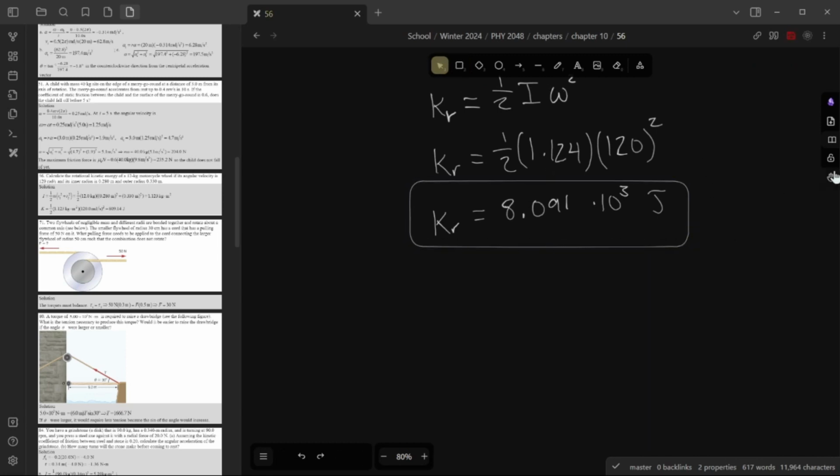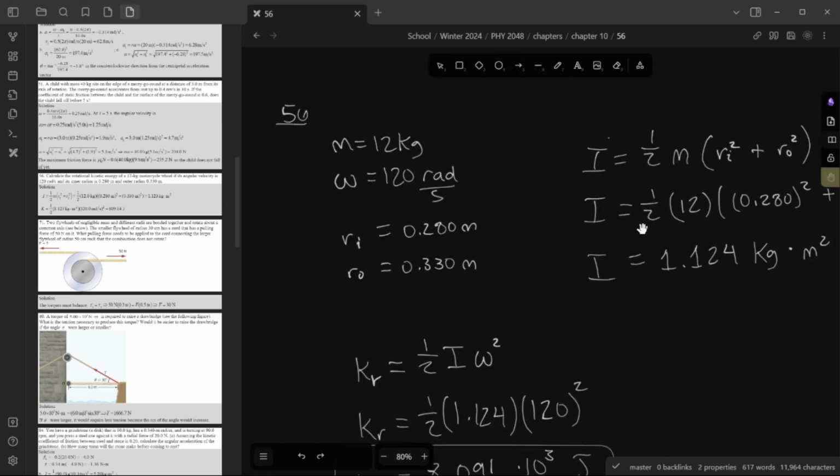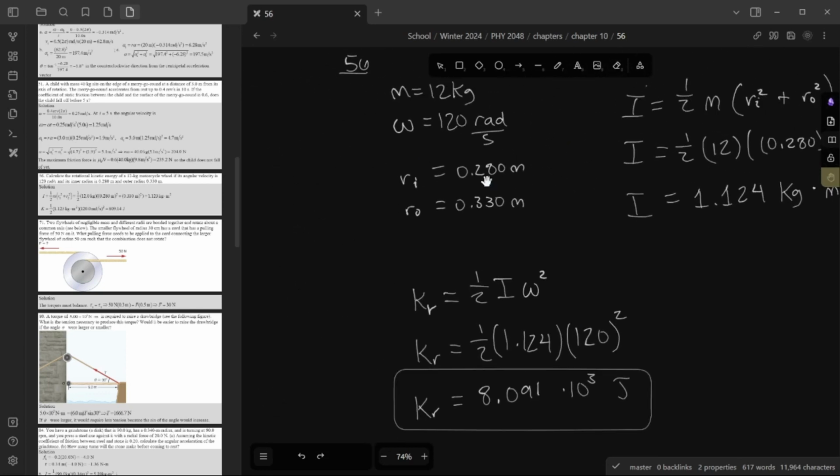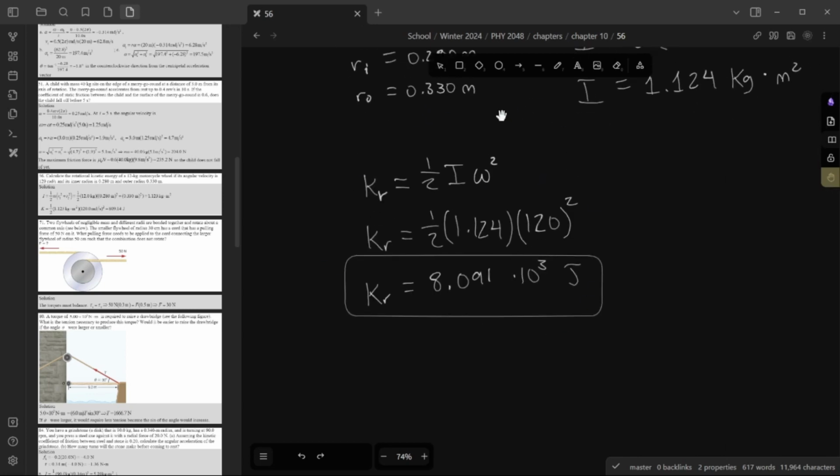If you found this video helpful, it's very straightforward. You just found the moment of inertia, you remembered that, and then you wrote down all your known variables, and then you just looked at the formula sheet and found the rotational kinetic energy formula and plugged everything in.